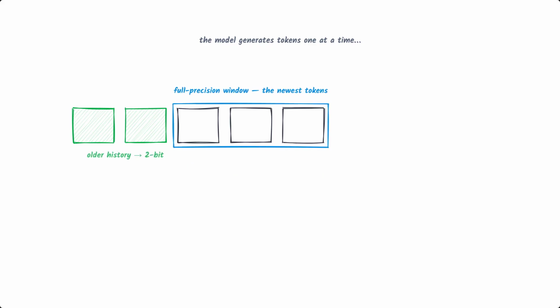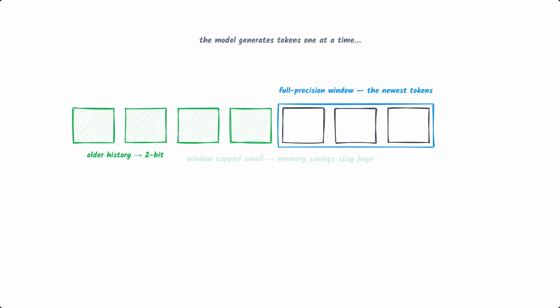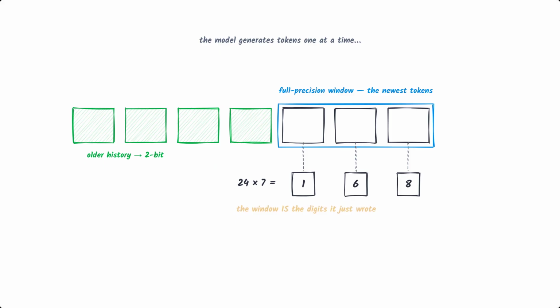So KIVI keeps the most recent tokens in full precision, a small sliding window, and 2-bit compresses everything older. That window is capped small, so the memory savings stay huge, and it turns out keeping the freshest tokens exact is exactly what rescues the hard, reasoning-heavy tasks, like grade school math, where the model needs the numbers it just wrote.